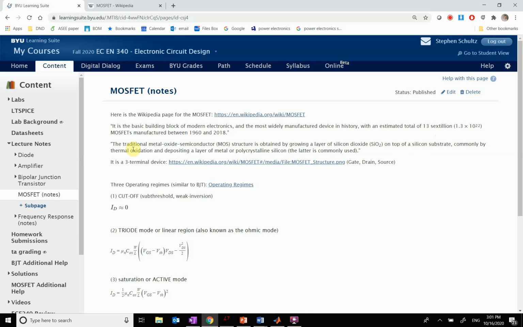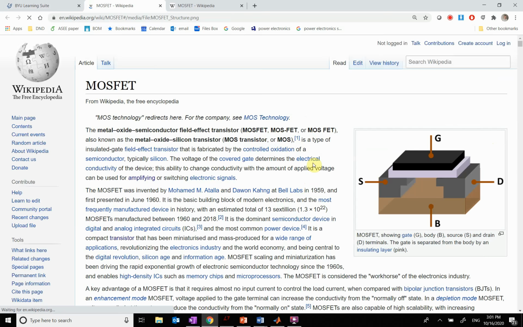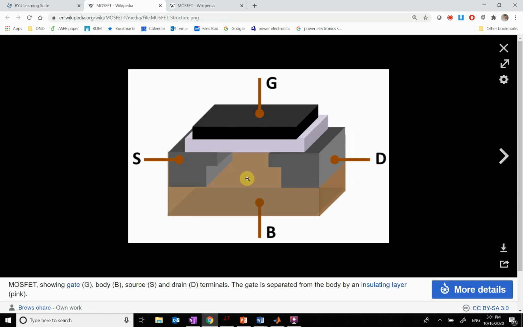So the traditional metal oxide semiconductor, which is your MOS, right? That's the MOS of the MOSFET structure, and it is obtained by growing a layer of silicon dioxide on top of a silicon substrate. Okay, so what in the heck does all that mean? Let's go look at what a MOSFET looks like. So here is a MOSFET.